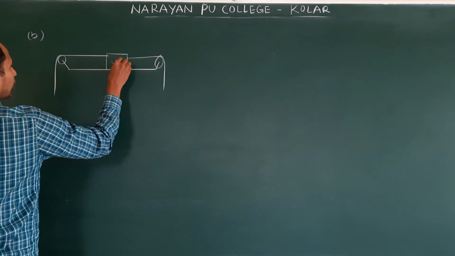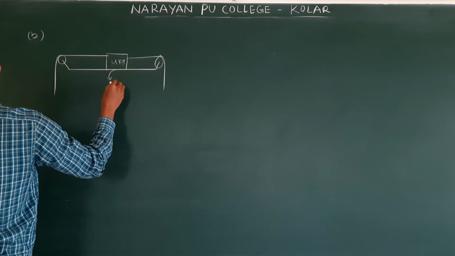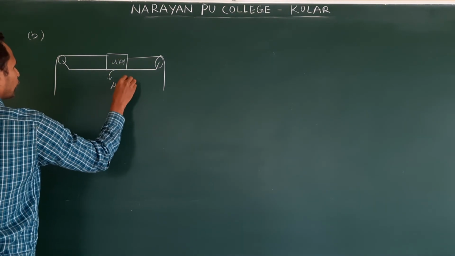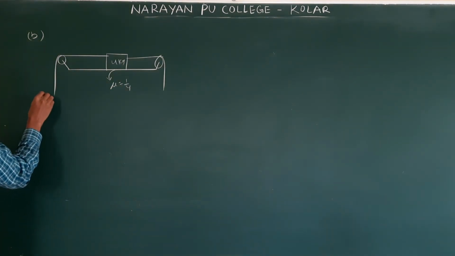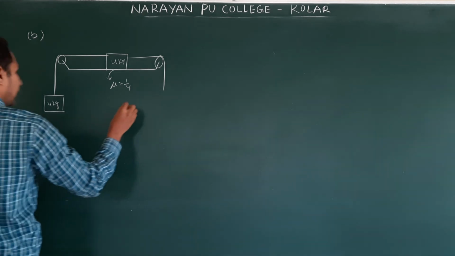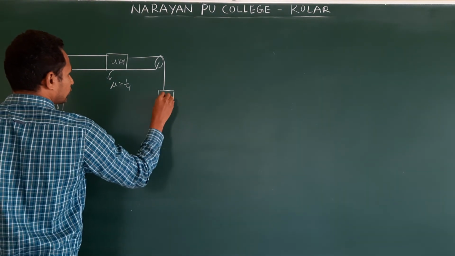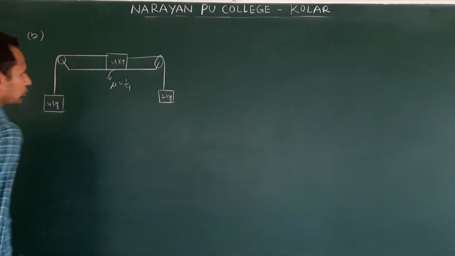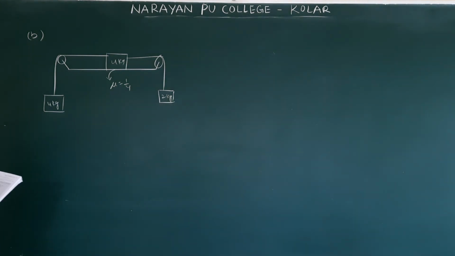Four kg block. Coefficient of friction is given, mu is equal to 1 by 4. This is the 4 kg block and this is the 2 kg block. What they are asking: find the tensions in the string.